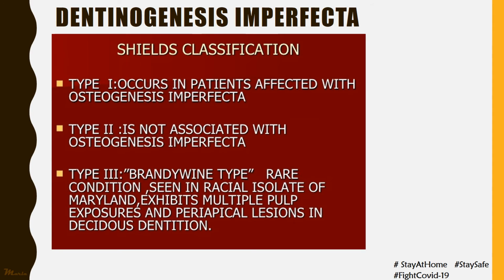The classification of dentinogenesis imperfecta is also known as Shields classification. Three types of dentinogenesis imperfecta have been identified. These are type 1, type 2 and type 3.